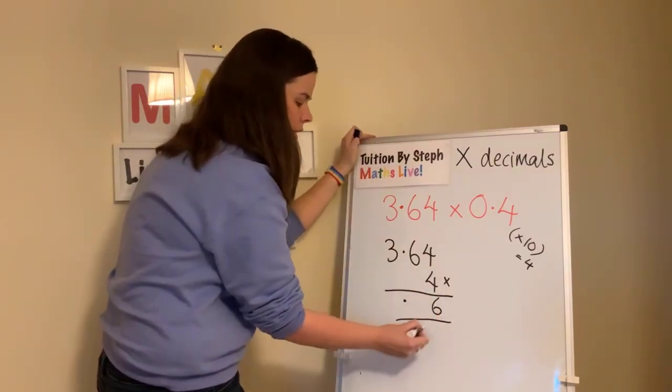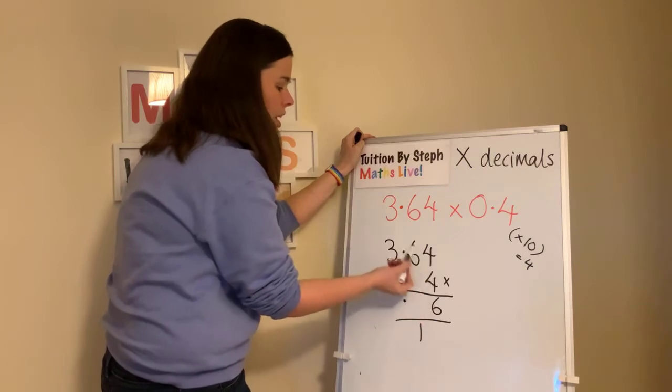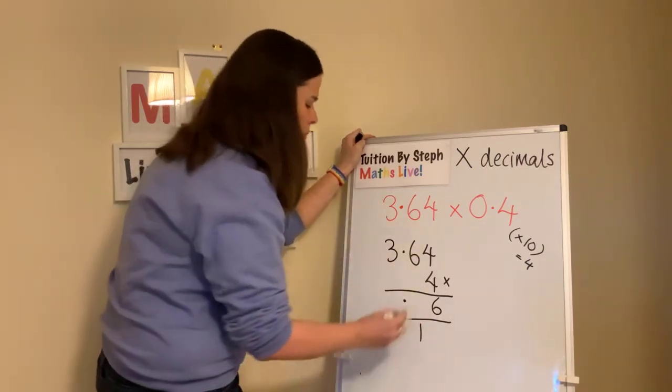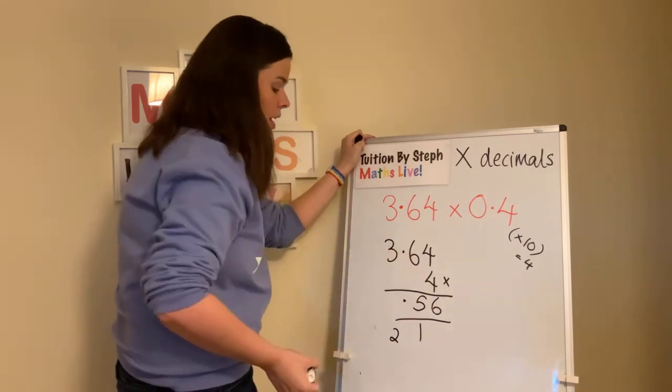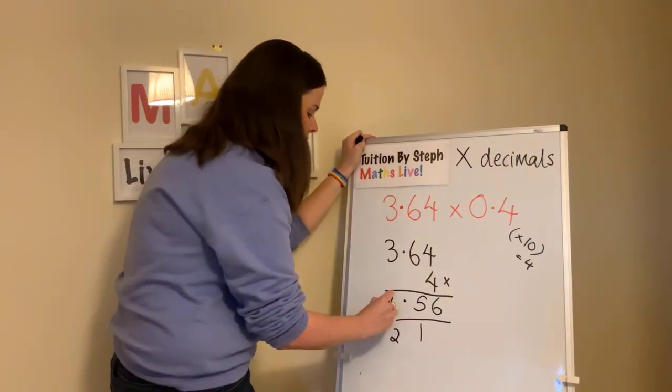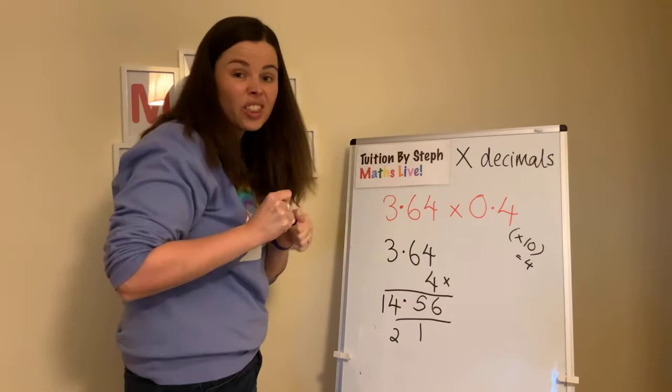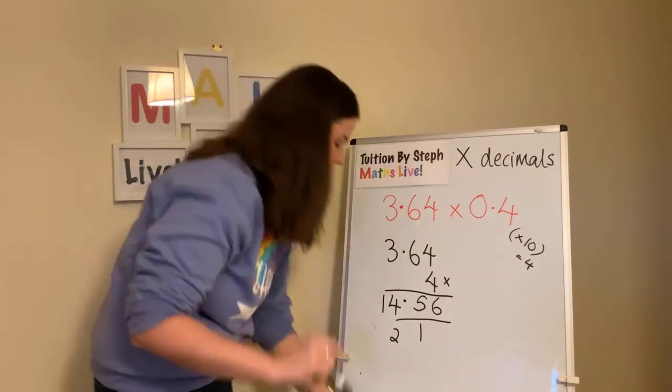4 4s are 16. Oh, we can do this bit. 6 4s are 24 plus 1, 25. 3 4s are 12. 13, 14. Yay! We got the answer, but we haven't finished.